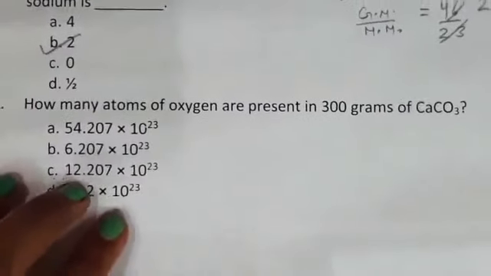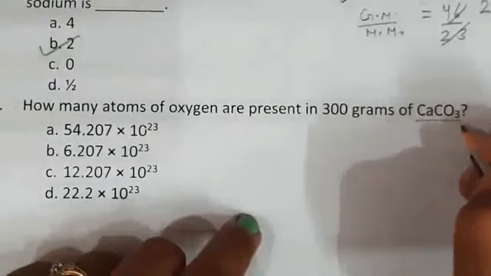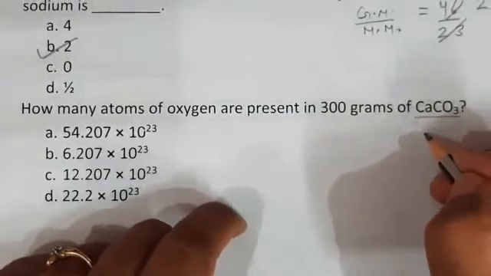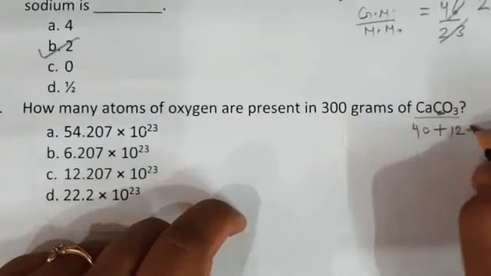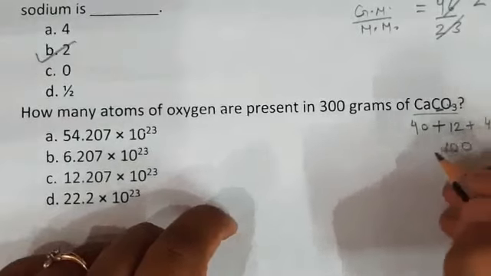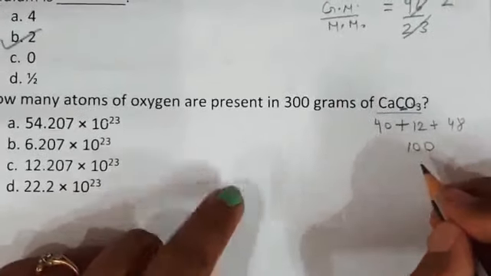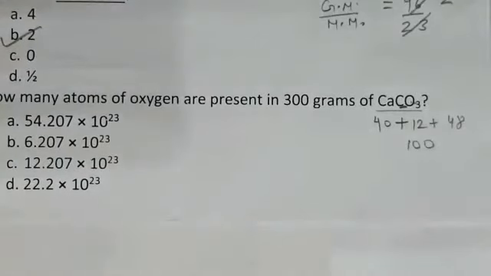19th question, how many atoms of oxygen are present in 300 gram of calcium carbonate? Calculate the molar mass of calcium carbonate first. It will be 40 for calcium, carbon 12, 16 for oxygen, 16 3s are 48. So it will be 100. Okay. So the molar mass of calcium carbonate is 100.